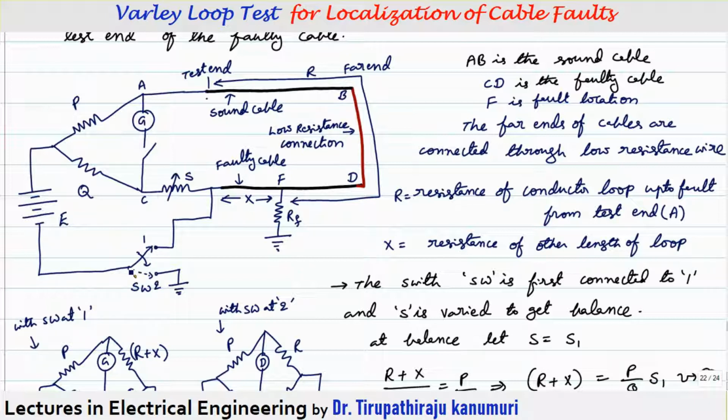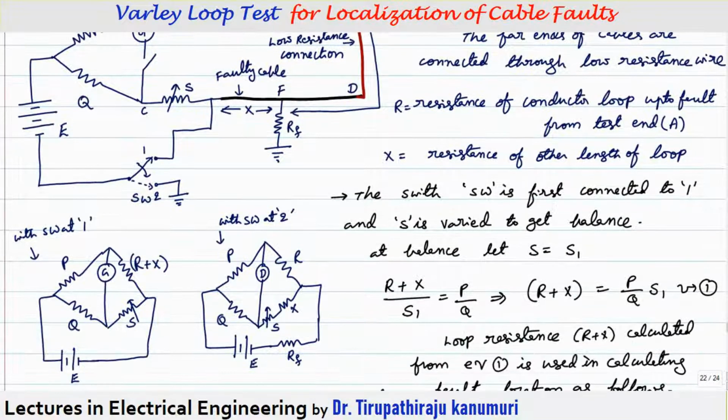Initially the switch will be connected to position number 1 and S is varied to get the balance, and we note down the value of S. After that, this switch will be moved to position number 2, again S is varied to get the balance and we note down the value of S. Let us assume in the first case it is S1, and in the second case it is S2 under balanced condition. So let us see what the equivalent circuit will be, then we will proceed further.